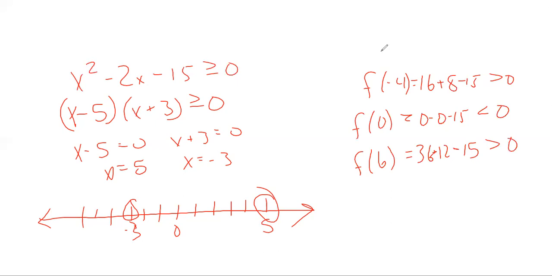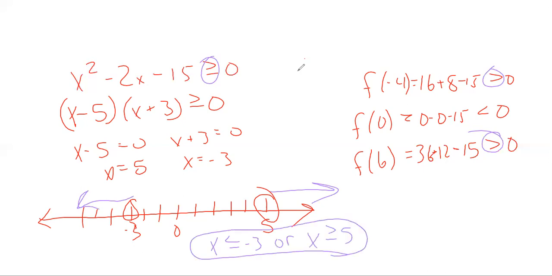So now I look. I'm looking for where it's greater than or equal to. Greater than, greater than. On the outsides, again, it's another OR statement. So I'm going to have x is less than or equal to negative 3, or x is greater than or equal to 5. There we go.